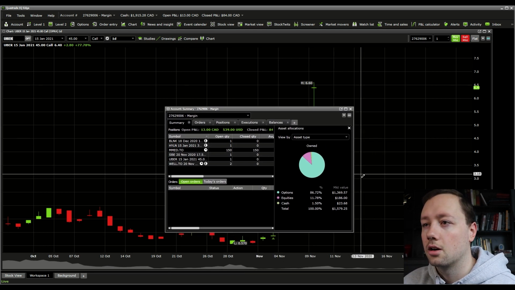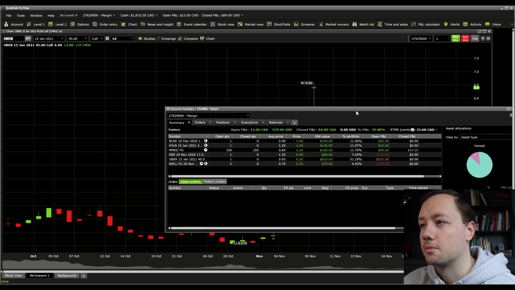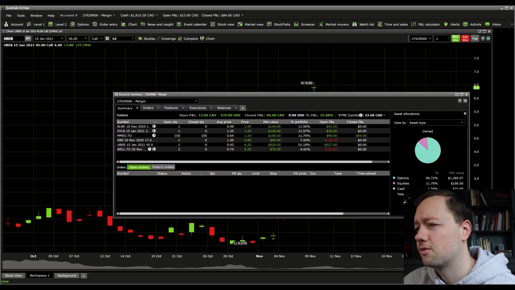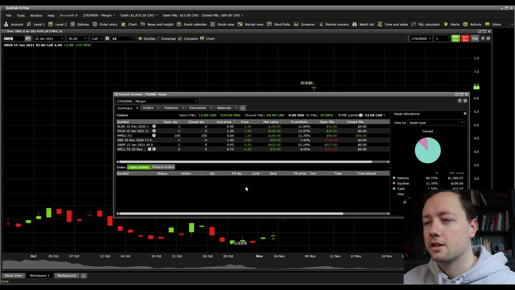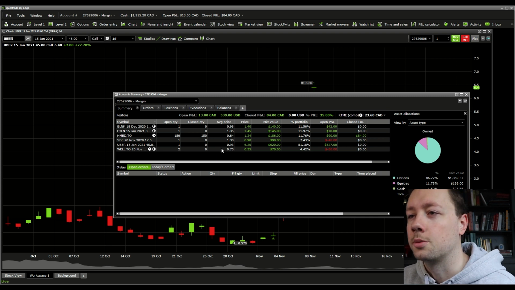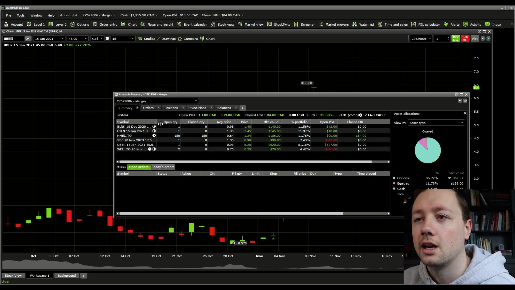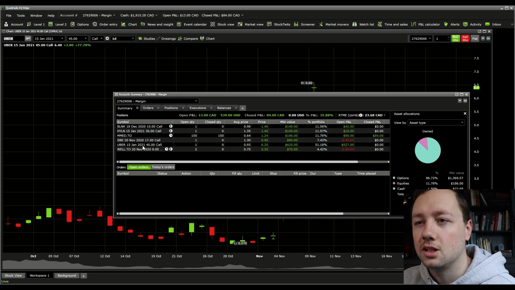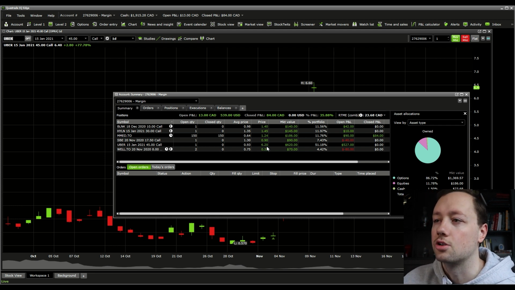So here are all of my current positions right now in my small account challenge. You can see we're at around $1,500, $1,700. It's not moving super quick, but we're definitely growing, which is nice to see. And then you go Uber right here. It is the January 15th, 2021, $45 call option. I got in at an average price of 93 cents, and it's currently trading at $6.20.